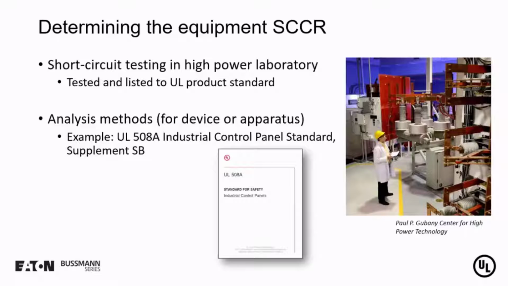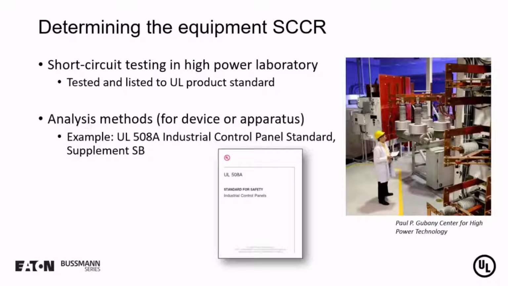The second way to determine the short circuit current rating of equipment is by what we call an analysis method. This is for a device or apparatus and assembly. And the best example of an analysis method is in UL 508A, the standard for industrial control panels, and specifically supplement SB of the standard.